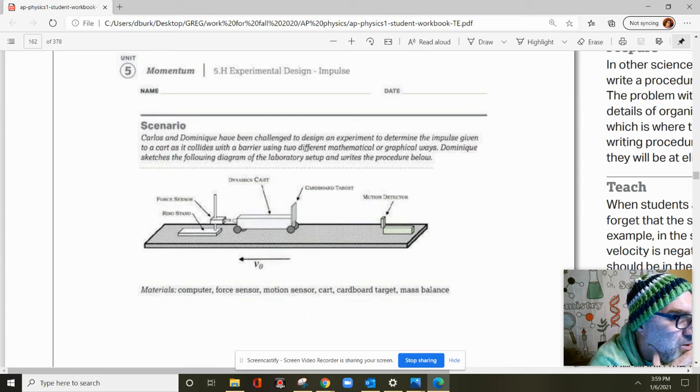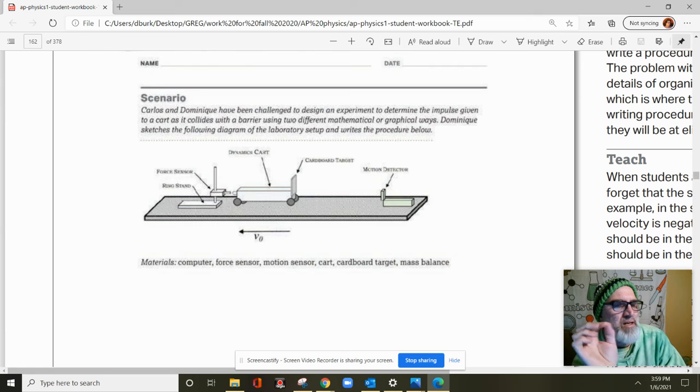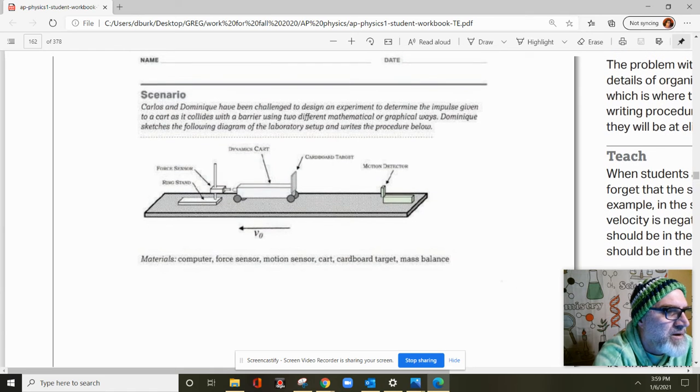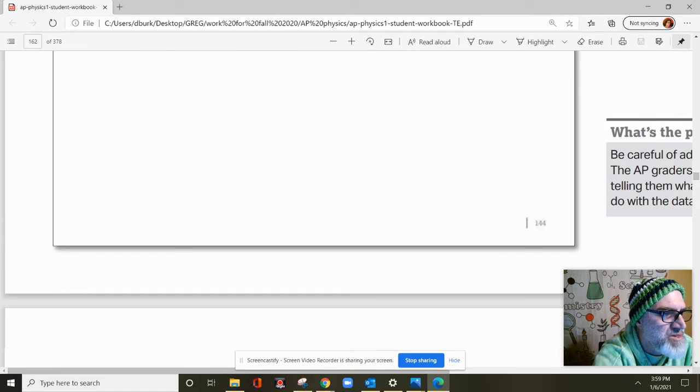And so there's a force sensor, there's a ring stand, there's the cart, there's a cardboard target. So the purpose of the cardboard target is so the motion detector can see the cart, because you have to have a nice big target for the motion detector. We talked about motion detectors before. They send out an ultrasonic signal, and they need to bounce off of something, so you need to make sure you have a big target for them to bounce off of. And so there they have it. There's their experiment.